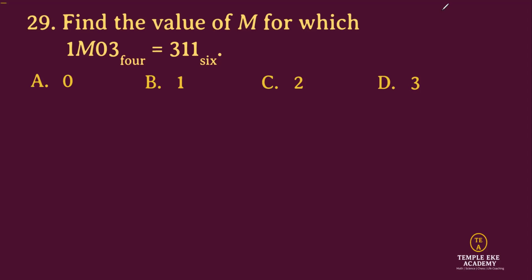We are expected in this problem to find the value of the digit m in the number 1m03 written to base 4 equals 311 in base 6. As observed, the bases on both sides are different, and therefore let us convert both bases to base 10. This is by an expansion procedure. So let us get into this one straight off. Solution.